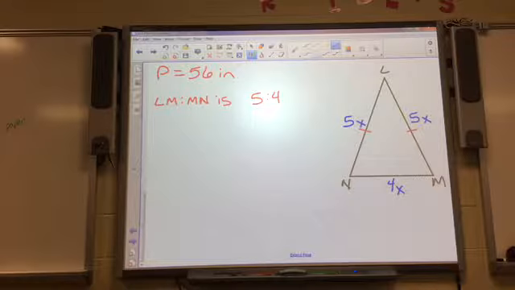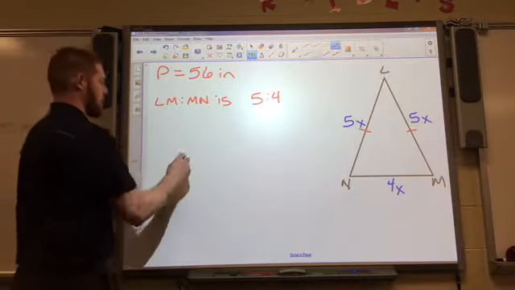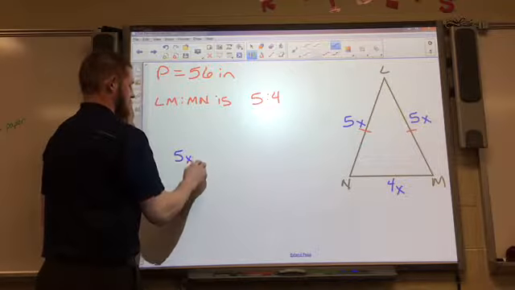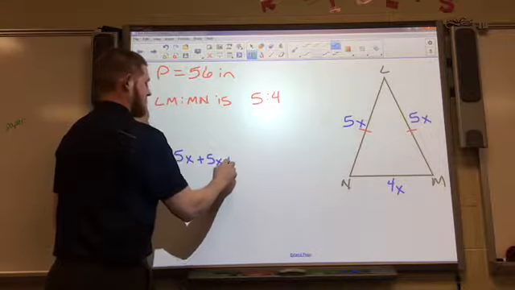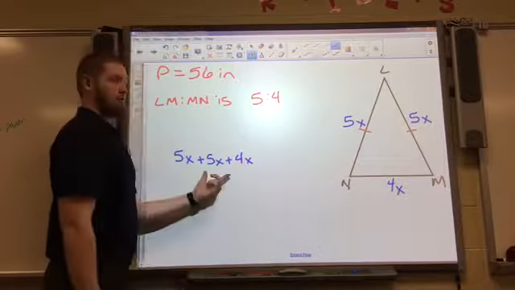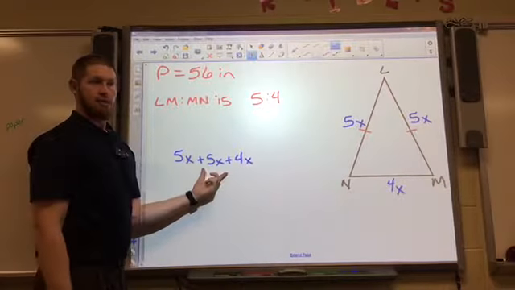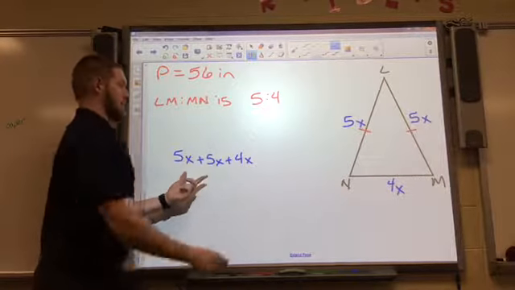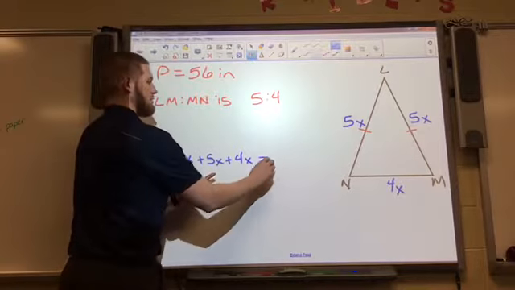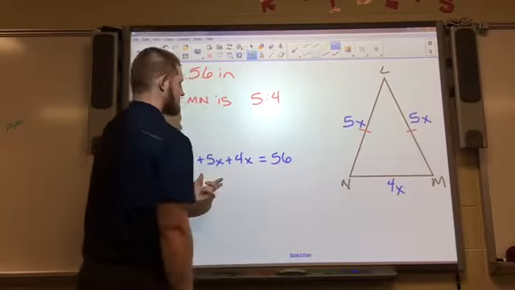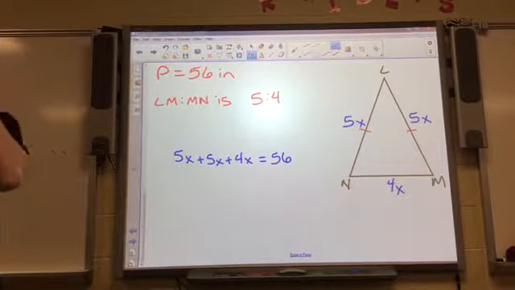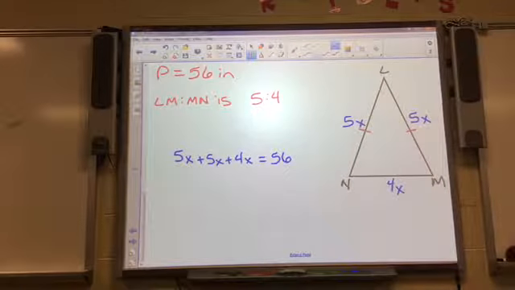Now I know when I add those three sides together, whatever x equals, I know they should add up to what? 56. Okay, so we're going to do that. So I'm going to have 5x plus 5x plus 4x, which should give me my perimeter, right? If I knew what x was. So that should equal 56. Good. Okay, so what I'm doing is I'm setting up an equation here to try to figure this out.